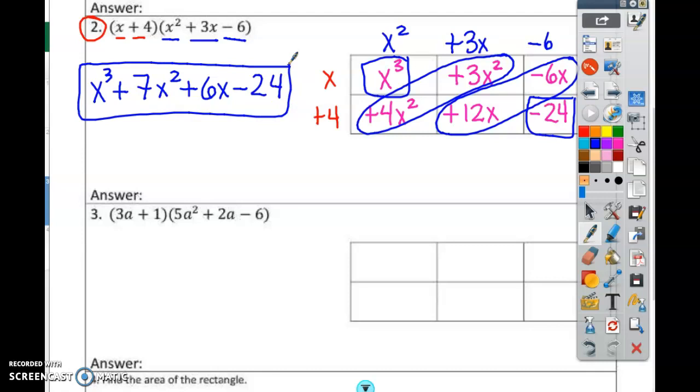Pause the video. Do number 3. When you're done, you can check it. Okay, those two go there. And then 5a squared plus 2a minus 6 goes here because it's 1, 2, 3 things.